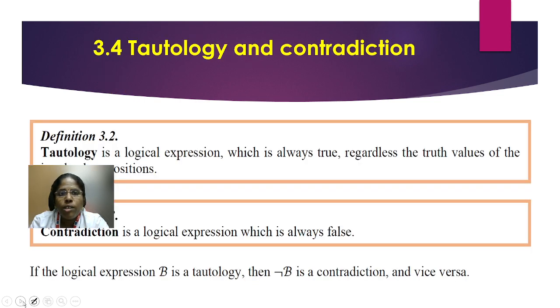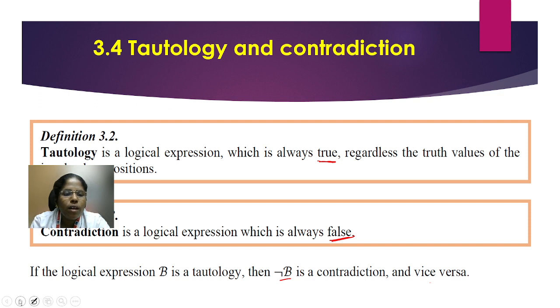The next thing, what is meant by tautology and contradiction? I explained how to construct a truth table before, no? By using the same method, we can prove whether the given logical expression is a tautology or contradiction. A tautology is a logical expression that is always true regardless of the truth values of the involved propositions. It always gives you the truth value true, but a contradiction gives you the truth value false. If the logical expression B is a tautology, then negation B is a contradiction and vice versa.